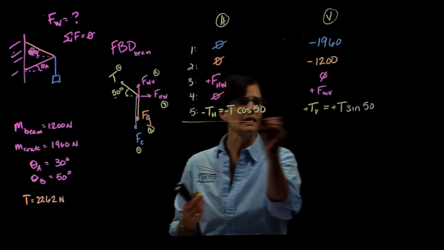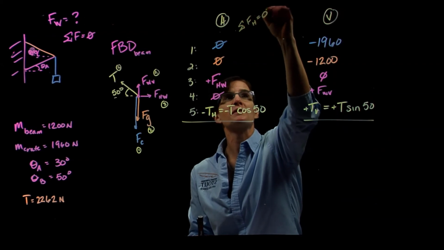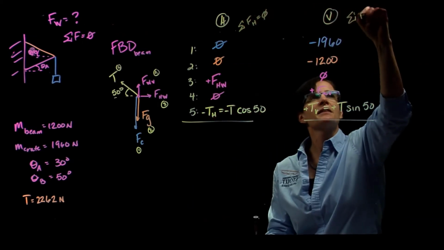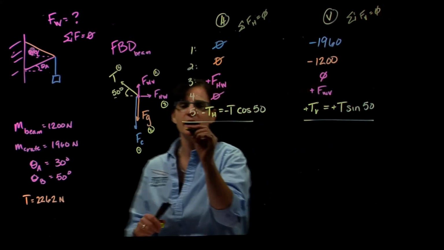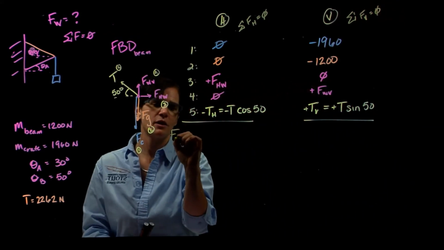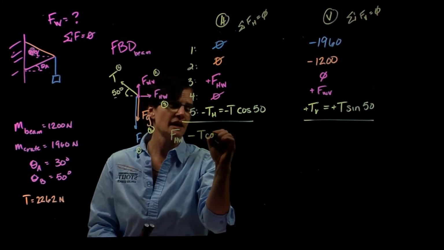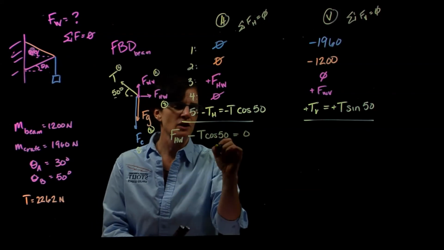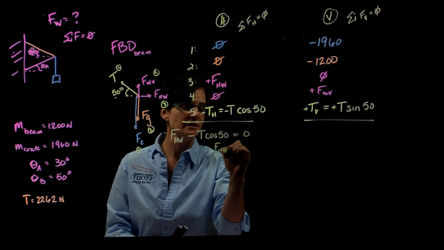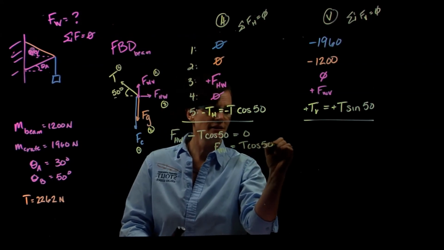Okay. Now we recognize that this is an equilibrium, so the sum of the forces horizontally is 0, and the sum of the forces vertically is equal to 0. So let's add these up. We have the force of our wall horizontally minus the tension times the cosine of 50. That's going to equal 0. So the force of our wall horizontally is equal to the tension times the cosine of 50.